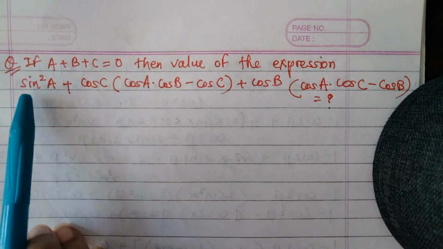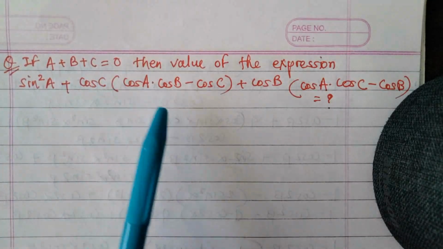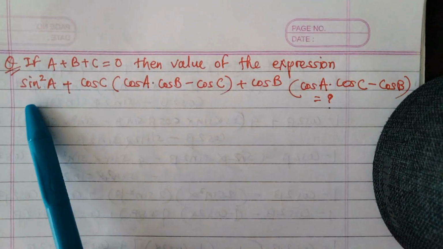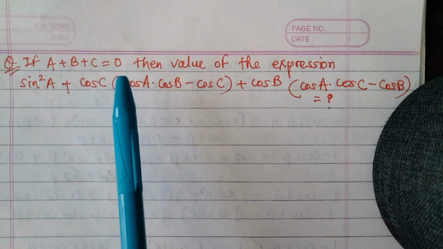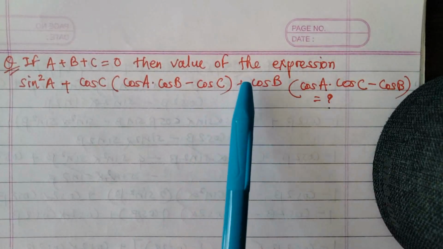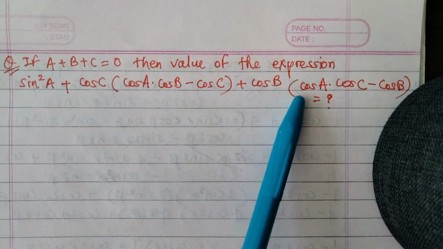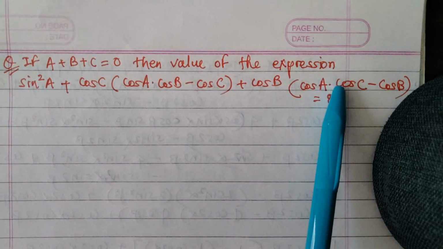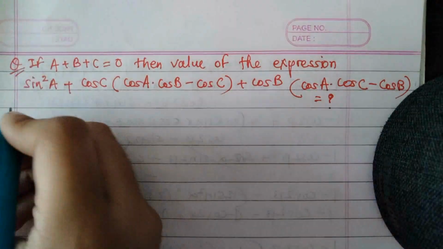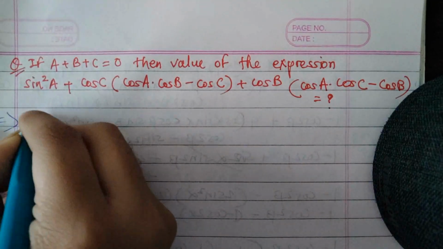So the question says, if A plus B plus C is equal to 0, then the value of the expression sin square A plus cos C into bracket cos A into cos B minus cos C plus cos B into bracket cos A into cos C minus cos B is equal to. So let us solve the question.